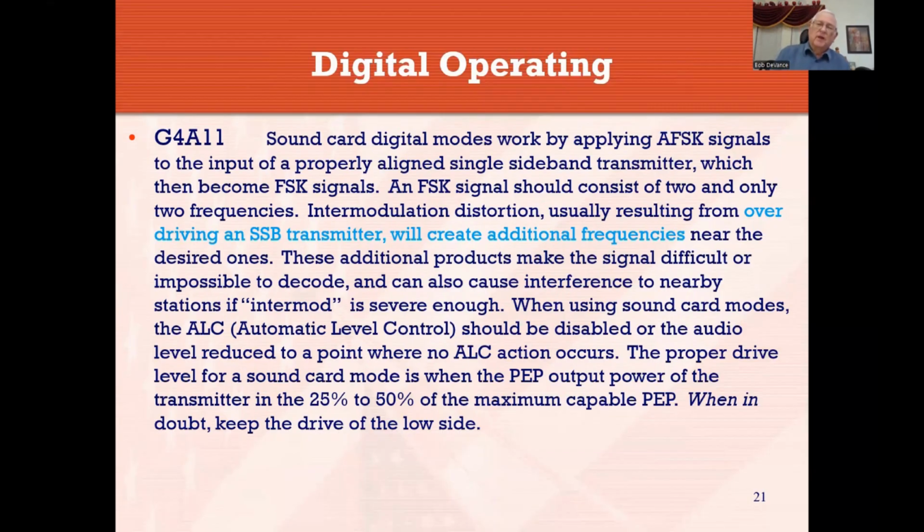Intermodulation distortion resulting from overdriving the transmitter will create additional frequencies near the desired ones. In other words, it creates splatter. Just like on a regular sideband, it will splatter the signal on either side of the target frequency. These additional products make the signal difficult or impossible to decode and can also, of course, interfere with other people around there if it's severe enough.